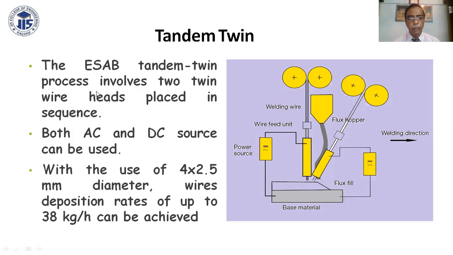This tandem twin process involves two twin wire heads placed in sequence. So this is two wires, another is two wires. In this direction, the flux hopper is single, so it can weld 4 times that of single wire. So 38 kg per hour deposition rate can be achieved.